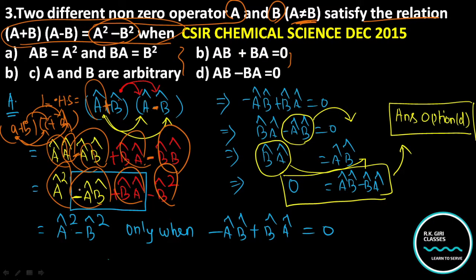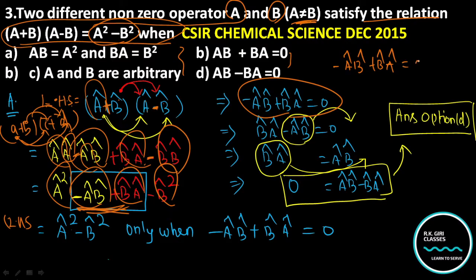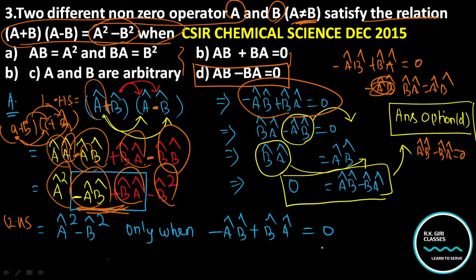Now what happens? Your LHS equals RHS only when this value will be 0. Just a simple thing. Just minus AB plus BA is equal to 0. That means minus AB is equal to minus BA, or you can write it like this: BA is equal to AB, or simply you write AB minus BA is equal to 0. Which is your option? AB minus BA is equal to 0. Option D. Option D is the right answer. Got this point? It's your right answer.